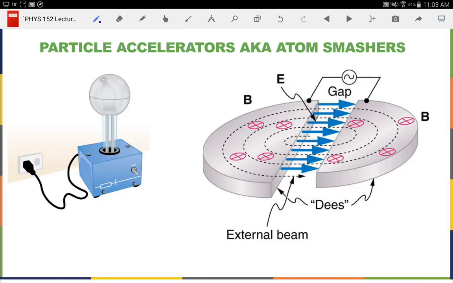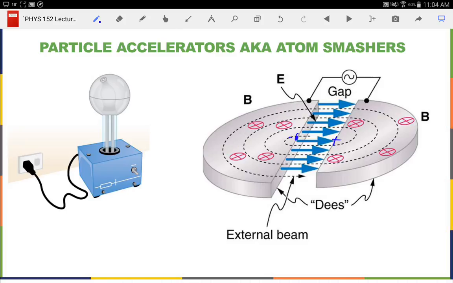What you do is you take a circle and you cut it in half. And then, of course, you put it in a magnetic field and you connect an alternating voltage power supply. And then all you have to do is inject a charged particle here in the middle. Let's say this particle is an electron, so it has a negative charge. But if it's an electron, if you drop it in there and at that moment this side's positive and this side's negative, the electron's going to be pushed across.